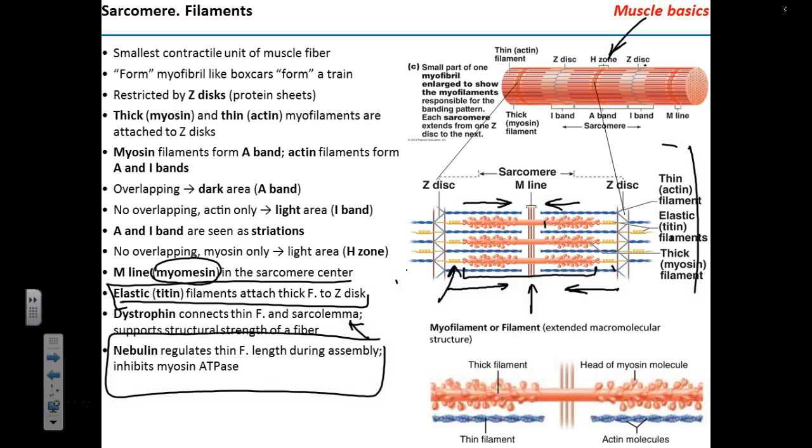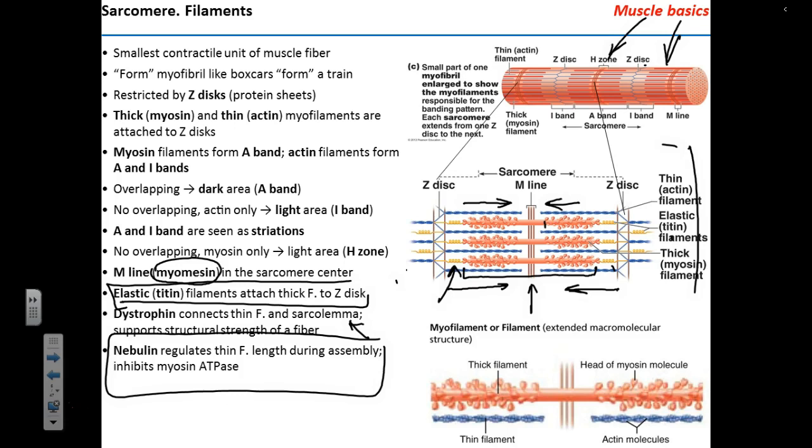So since each fibril consists of many sarcomeres, when they all shorten, the entire fibril shortens. Do you understand what I'm trying to say? When the entire fibril shortens, the muscle cell shortens. When many muscle cells shorten, you get muscle contraction. Does it make sense? This is called the model of sliding filaments.